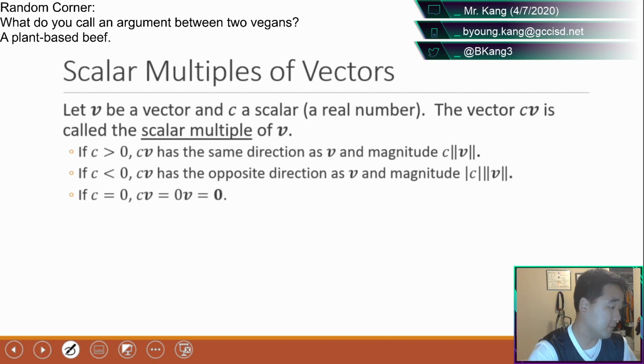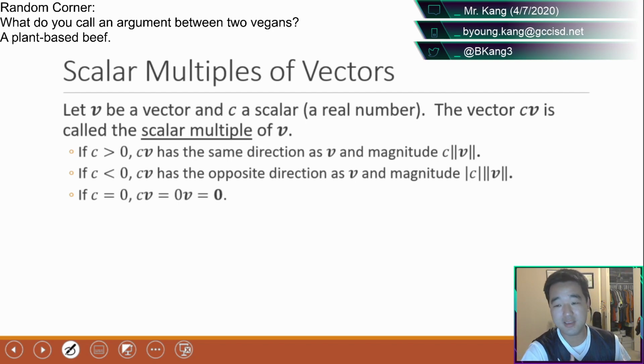Okay, so a scalar is just a number, something without a direction. So you can take a vector and multiply by a number. We call it multiplying by a scalar. All you do is, if you multiply a vector by 2, you just make it twice as long. If you multiply it by 3, you make it 3 times as long. The key here is that you have the exact same direction.